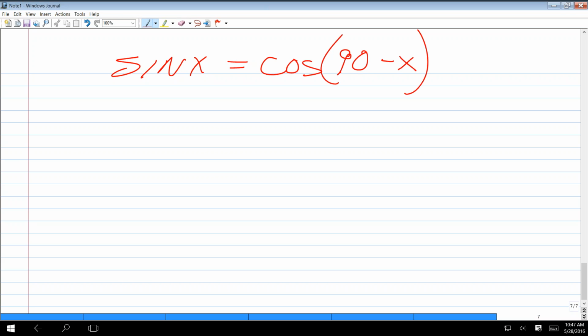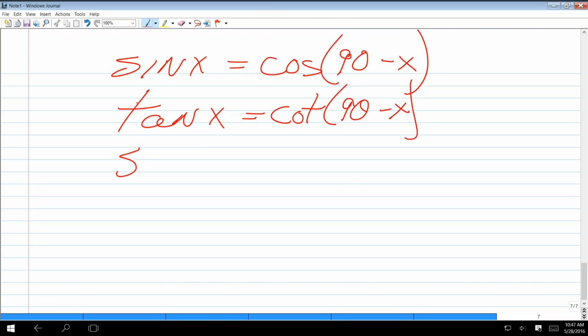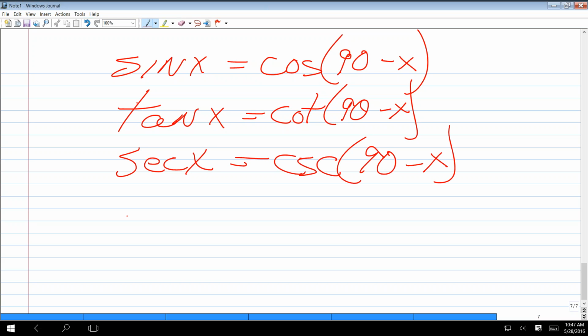That's the cofunction property. And all cofunctions share this property. In other words, tangent of x is equal to the cotangent of 90 minus x, and same with the secant of x equals cosecant of 90 minus x, and it works the other way also. In other words, cosine is equal to sine of 90 minus x. Okay, so these are the 6 cofunction properties.